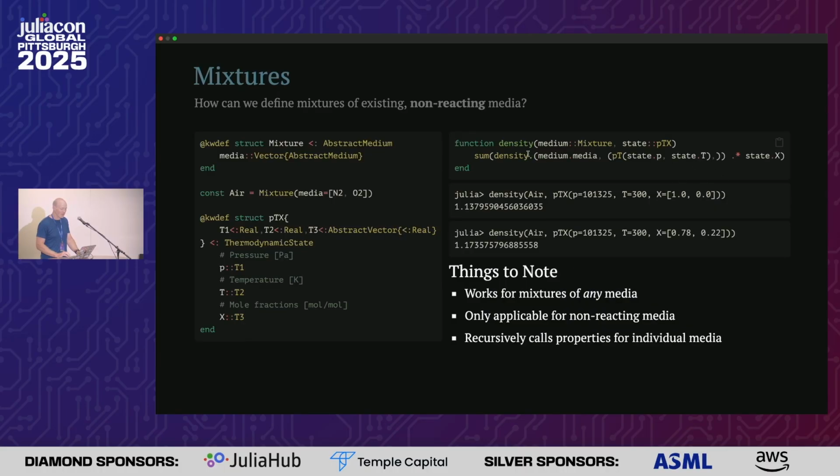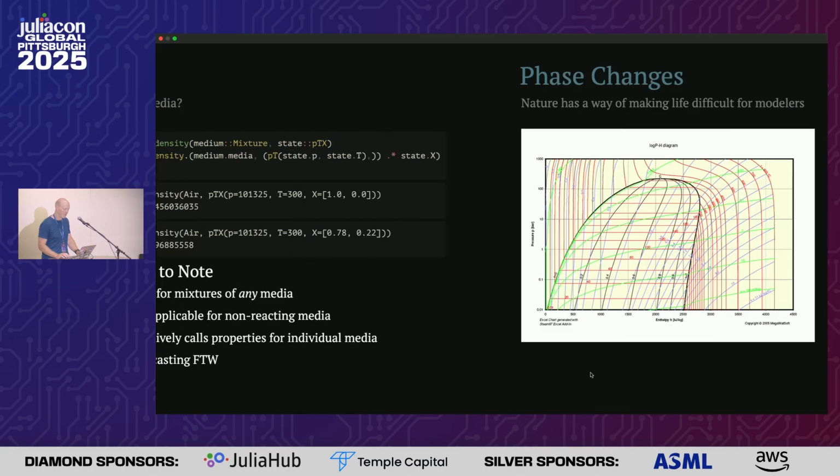But we are making use of this sort of recursive calling here, where this density then calls another density. And you could even make mixtures of mixtures and so on. Not that you'd really want to, but it's just kind of neat that it would work. And using broadcasting here is very nice because it's a succinct way of calculating the properties of mixtures.